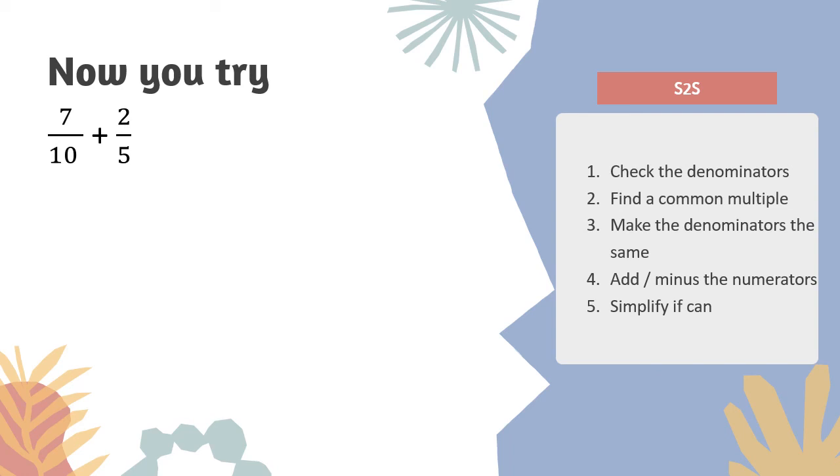So let's just review this question quickly. So step 1, check the denominators. So the denominators are different. We have 10 and 5. So that is step 1.